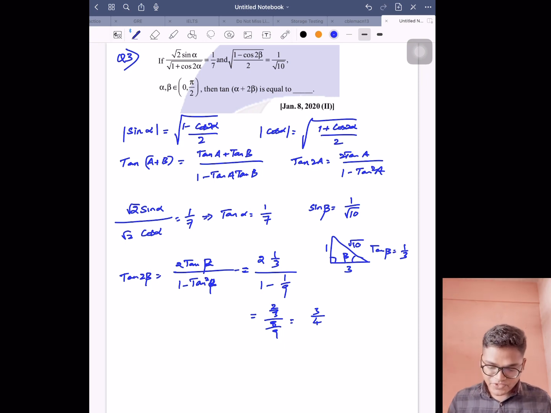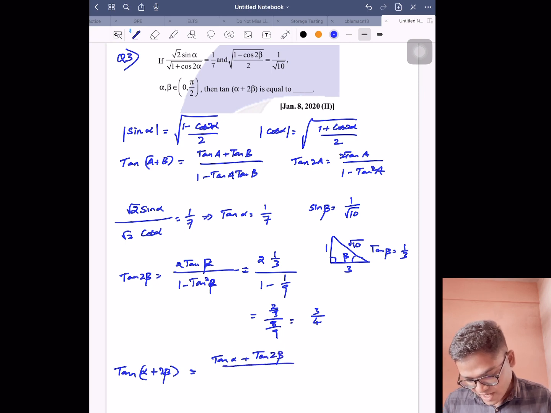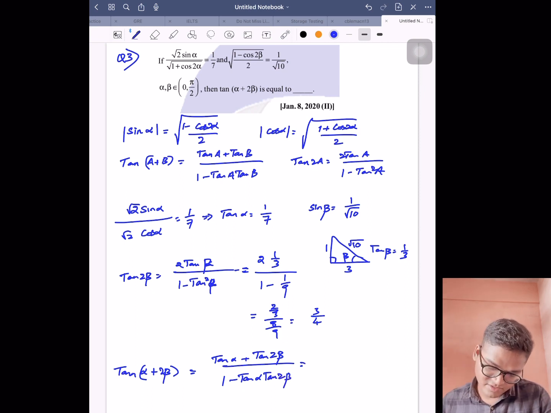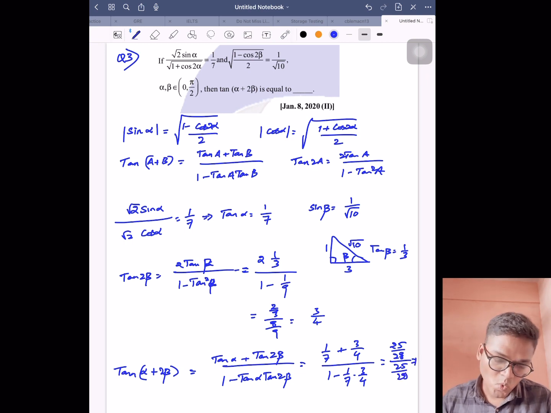Okay, so now we're going to see tan alpha plus 2 beta. Tan alpha plus 2 beta will become tan alpha plus tan 2 beta by 1 minus tan alpha tan 2 beta. So that you can write it here, 1 by 7 plus 3 by 4 by 1 minus 1 by 7 into 3 by 4. So it will become 25 by 28 by 25 by 28. That will be equal to 1. Okay, hope you understand these questions.